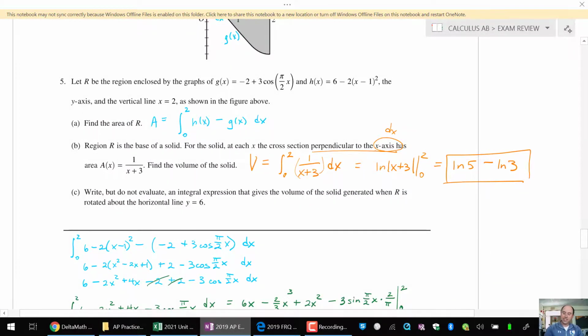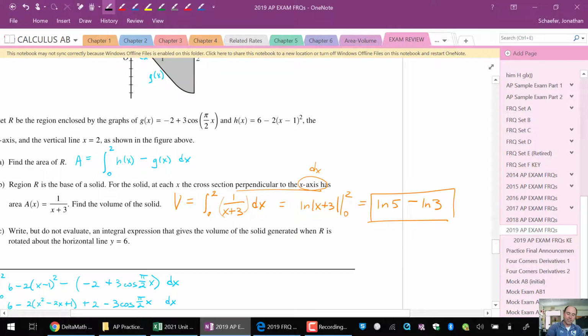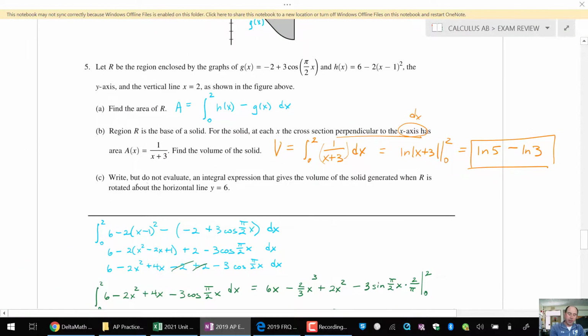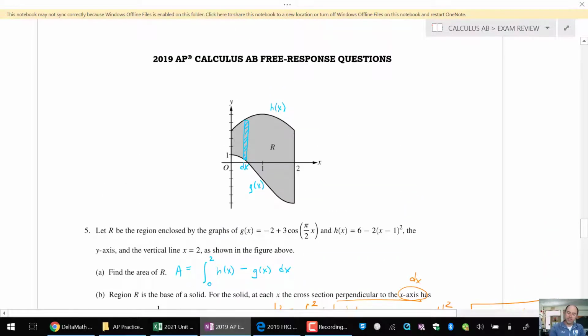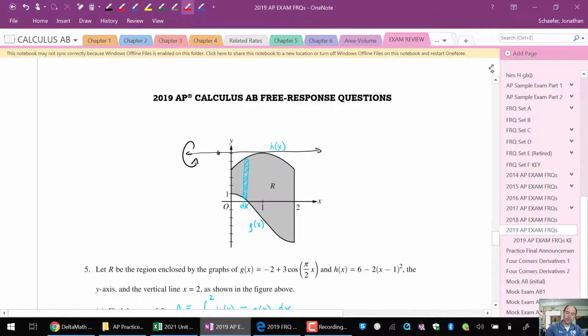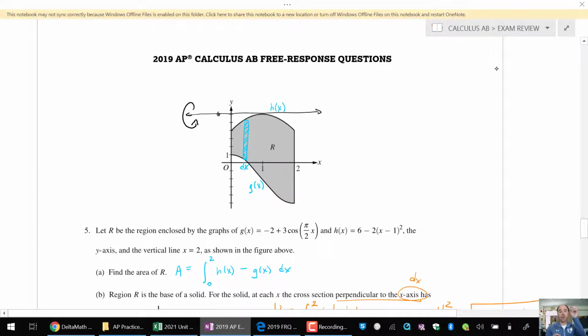And finally, letter C, it says to write, and notice this, do not evaluate. So all we care about here is can we construct the integral. The integral has to give the volume of the solid generated when R is rotated about the horizontal line y equals 6, and that's going to be way up here. So I like to draw in the line. I draw an arc around that line to show where the revolution will take place. Now, this is going to be a washer problem. It'll be a dx. Always draw the strip perpendicular to the axis of revolution.